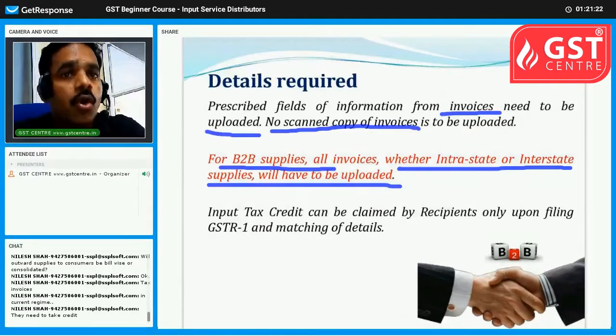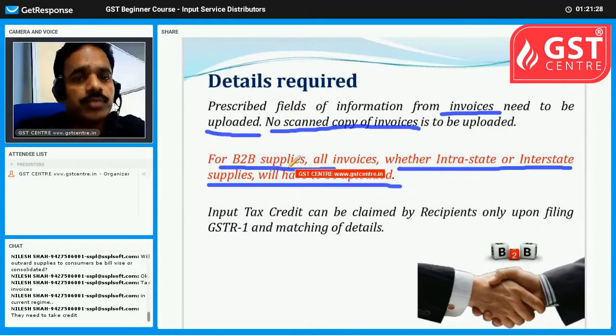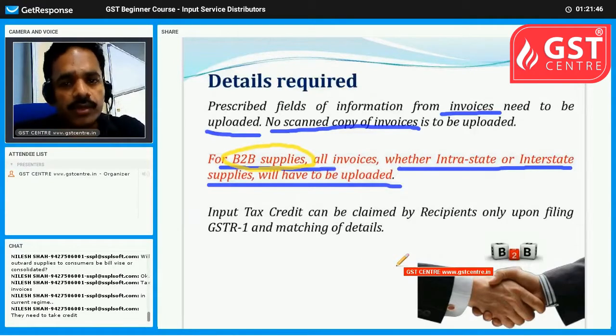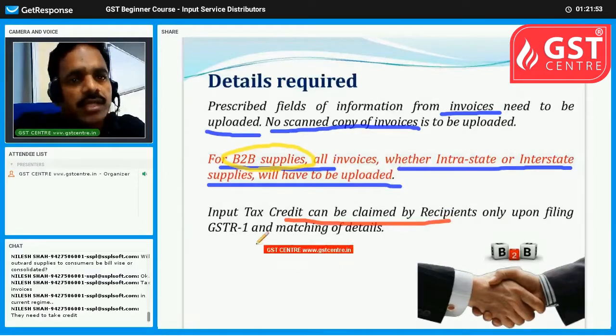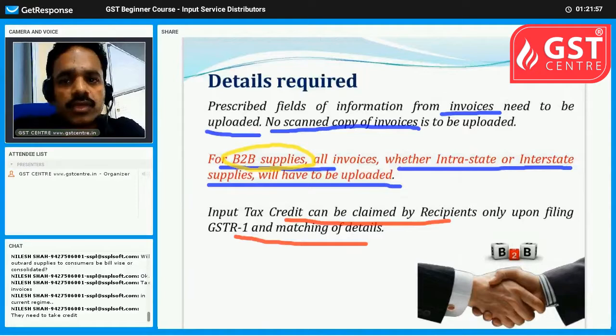So it is very compulsory that all invoices, whether intrastate or interstate supplies, in the case of B2B, are uploaded. There will be two types of transaction: B2B supplies and B2C transactions. B2B means business to business and B2C means business to customer. In the case of B2B supplies, all invoice details should be uploaded. Input tax credit can be claimed by the recipients only upon GSTR1 and matching of details.